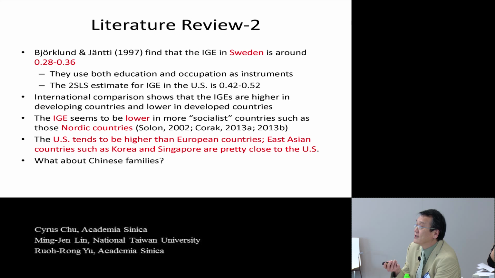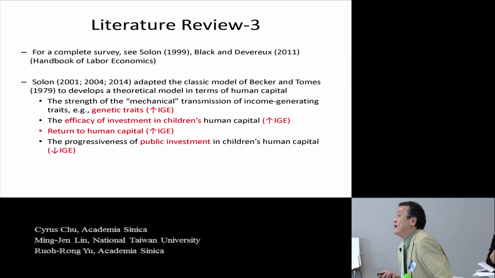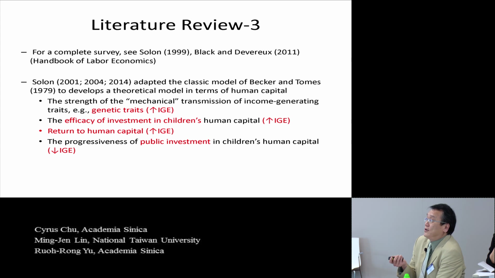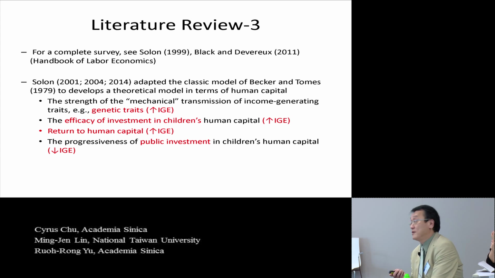East Asian countries, such as Korea and Singapore, are about the same as the United States. But not much has been said about Chinese societies. The latest research summary is that the IGE would be higher if there's higher genetic transmission. It would be higher if there's more efficacy of investment in children. It would be higher if the return to human capital is larger. It would be lower if public investment, public school, is more prevalent.